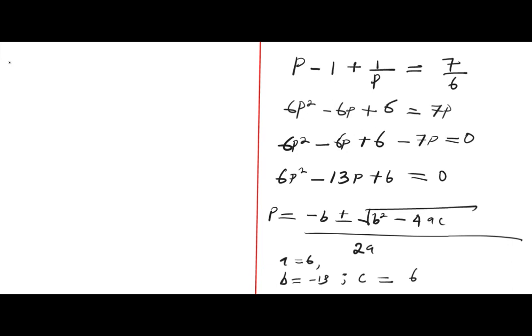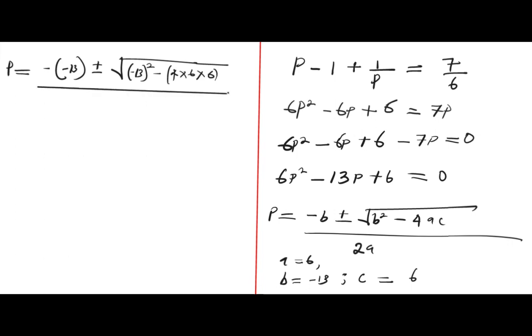So we have p equals, we have to plug in these values, okay? So you have negative, and b is negative 13, so we have negative 13 as well, plus or minus root of, we have negative 13 squared minus, okay? Let me open a bracket, 4 times, and a is 6 times c is also 6 as well. This is divided by 2 times a, and a is 6, okay?